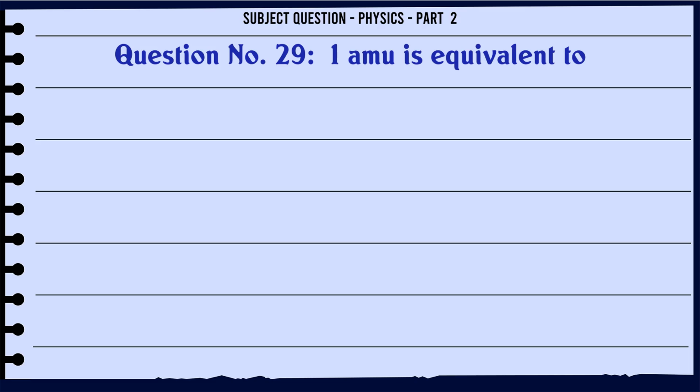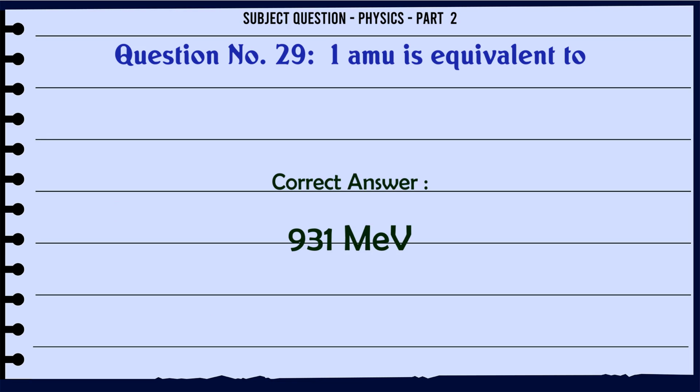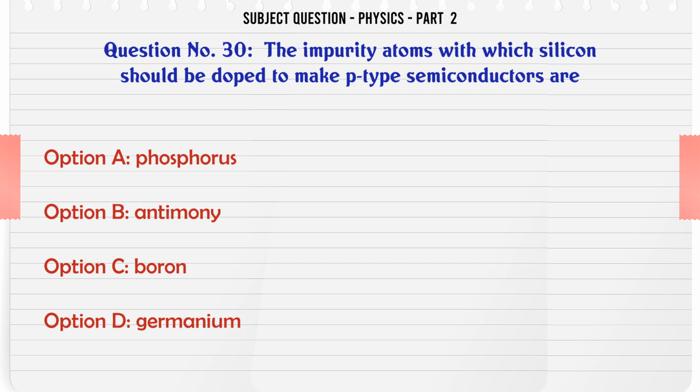1 amu is equivalent to A. 1 eV, B. 931 eV, C. 931 keV, D. 931 MeV. The correct answer is 931 MeV. The impurity atoms with which silicon should be doped to make p-type semiconductors are A.